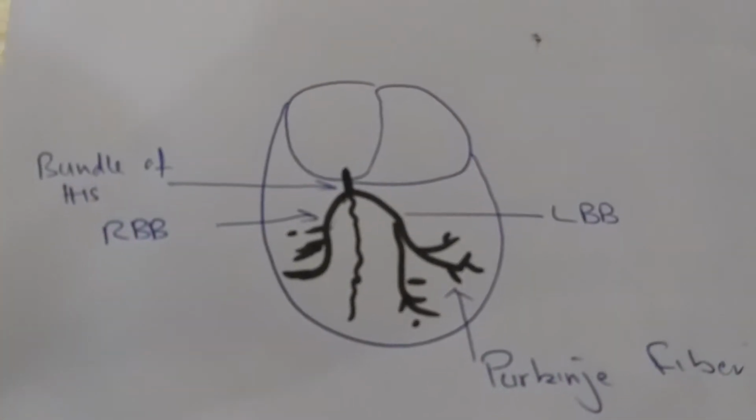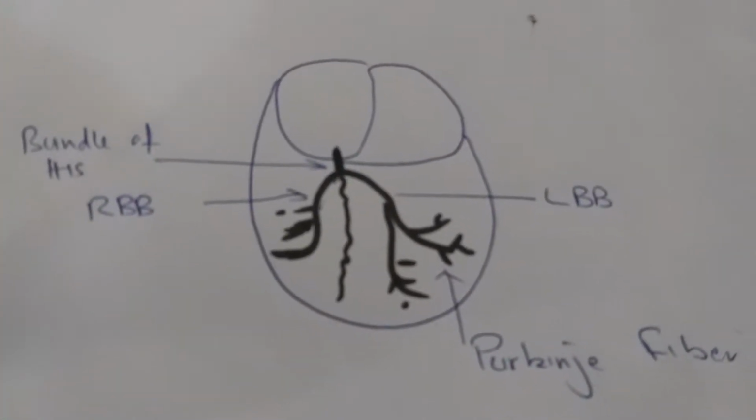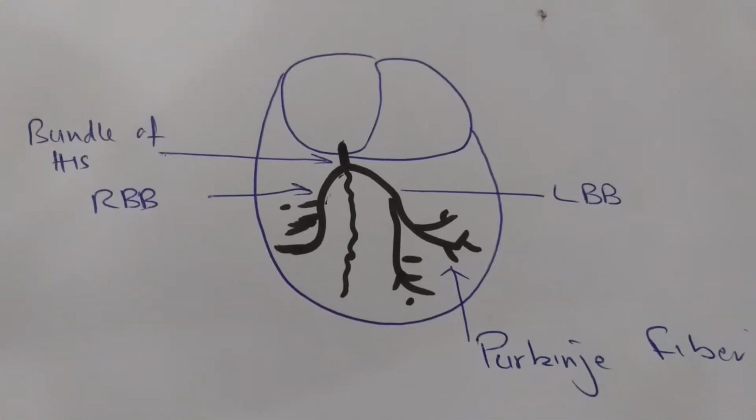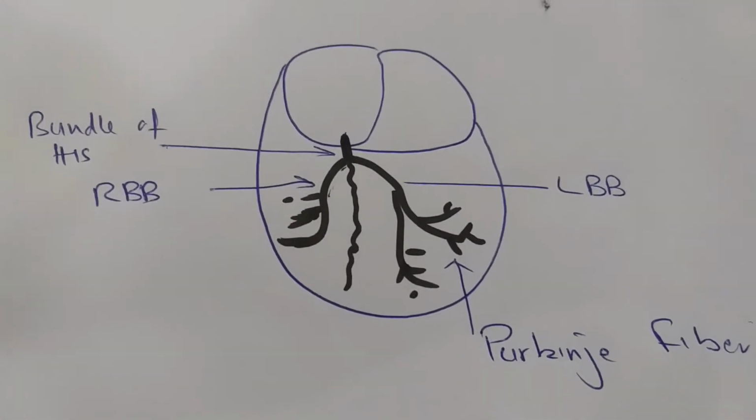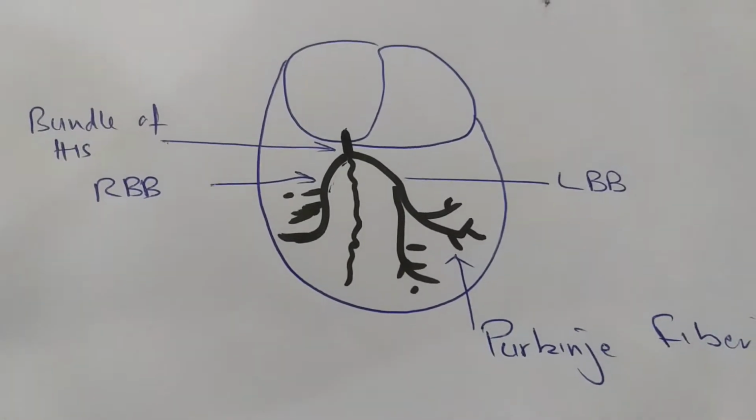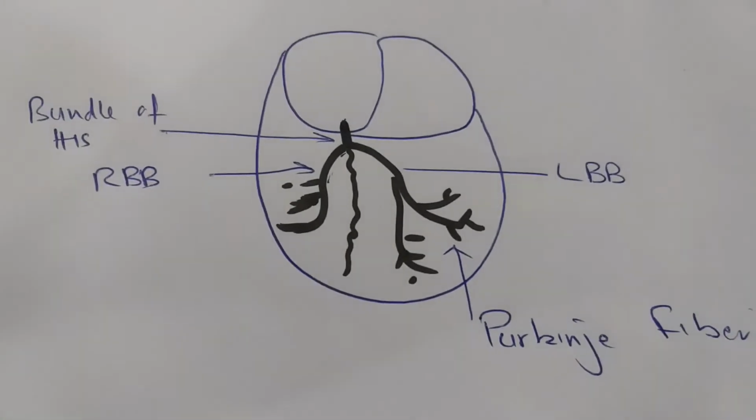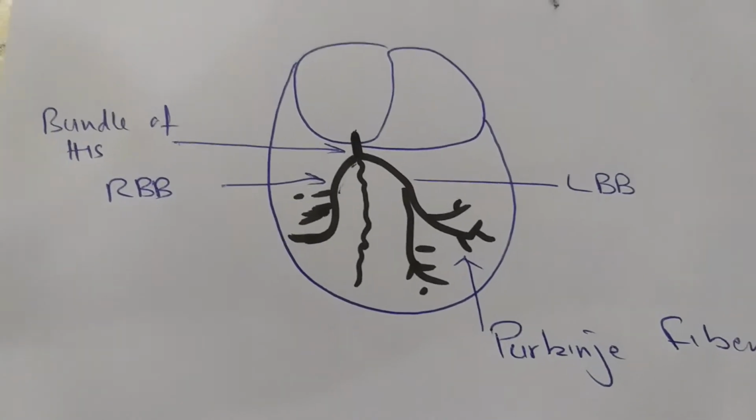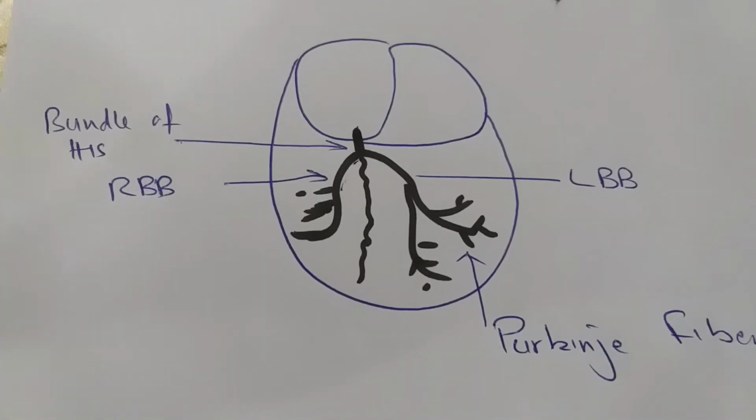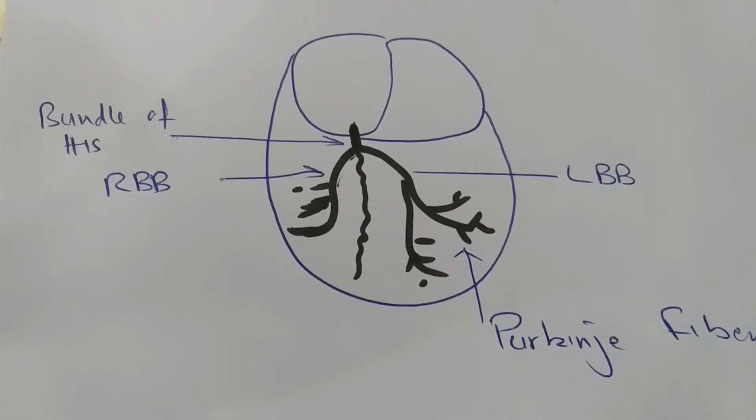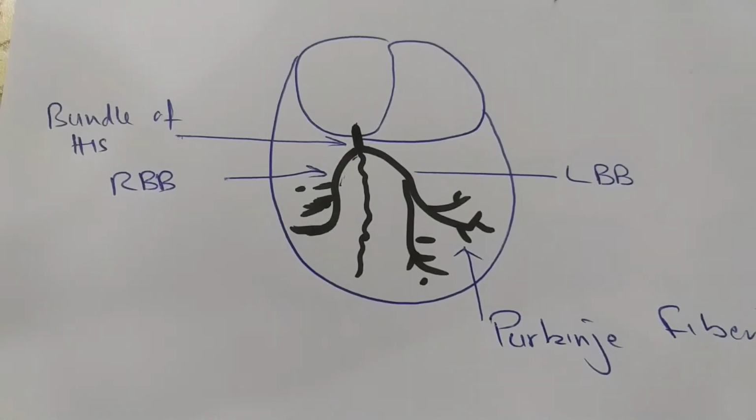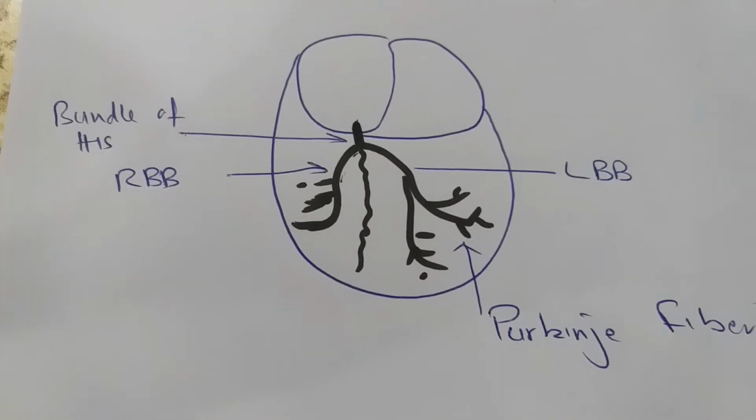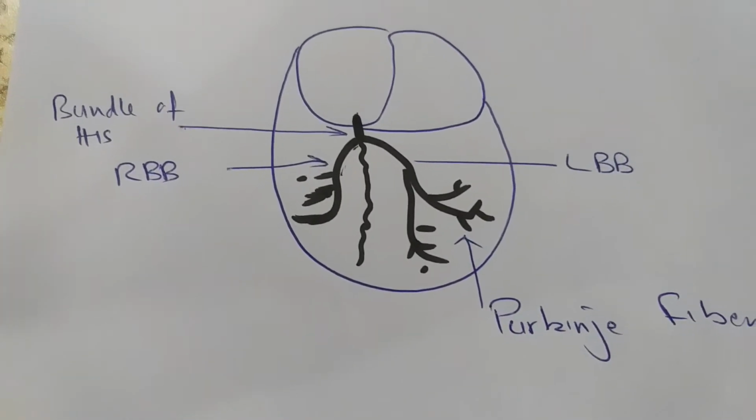Now we need to remember two or three important factors. Once the impulse enters into the bundle of His, it is a very fast event. It rapidly moves from there until it causes the depolarization of the ventricular muscle. First thing. Secondly, if there is some sort of blockage or problem at the level of the AV node, it will not be affecting the P wave, because the P wave is generated by the atrial depolarization, which is an event happening before the entry of the impulse at the AV node.